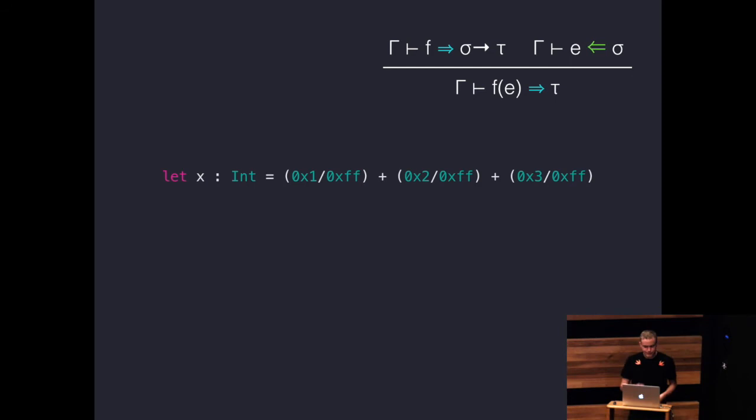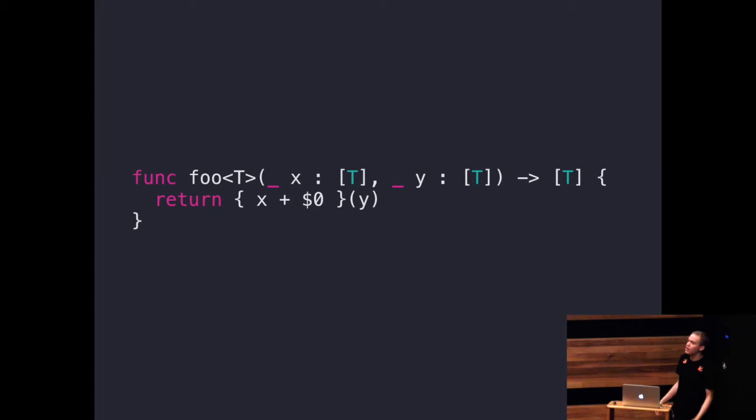Let's try a more complex example. You'll notice that this function is kind of wonky, especially because you probably could just ditch the closure altogether and probably could ditch the function and just use plus. But we're going to do this specifically because I want to show you what happens when you infer around a closure.